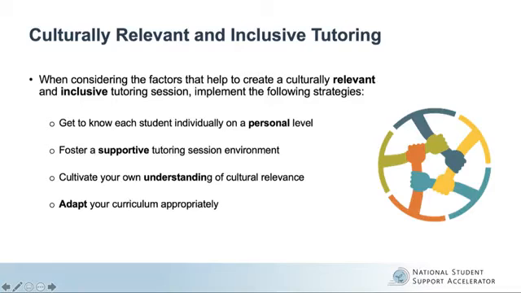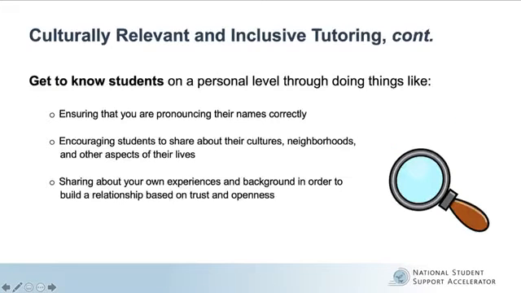In order to create a culturally relevant and inclusive tutoring program, considering the following focus areas can ensure that tutors understand how their instructional practices can have a significant impact on their students' experiences, both during and outside of tutoring. Firstly, tutors should focus on getting to know each student on a personal level, which includes pronouncing students' names correctly and encouraging students to share about their cultures, neighborhoods, and other important influences in their lives.